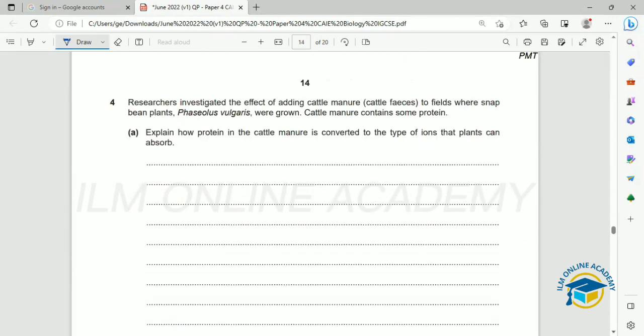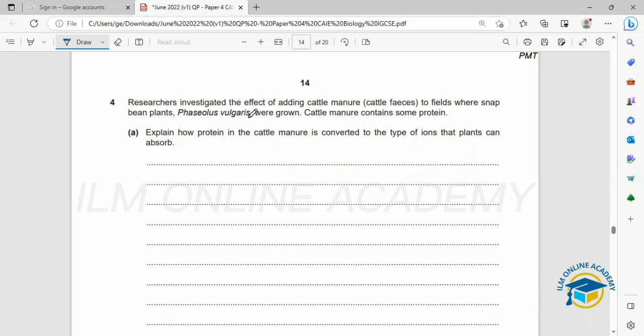Then question number four is, researchers investigated the effect of adding cattle manure to a field where snap bean plants, Phaseolus vulgaris, were grown. Cattle manure contains some protein. Explain how protein in the cattle manure is converted to the type of ions that plants can absorb.